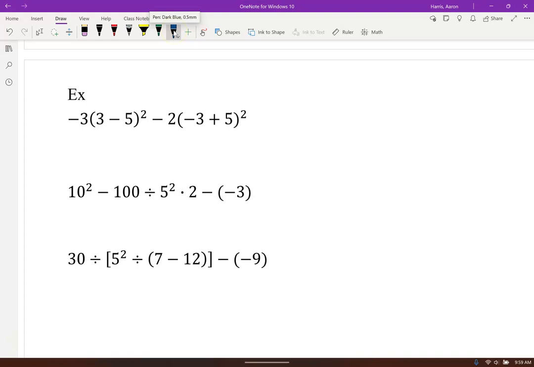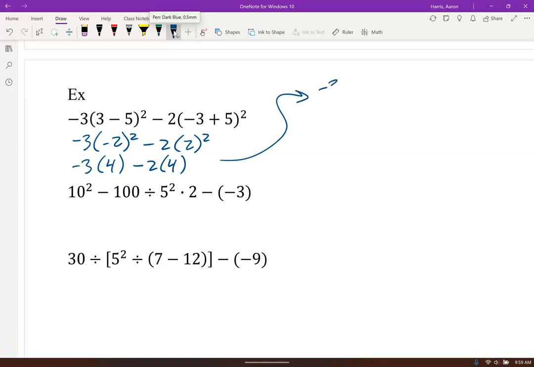All right, the first one, you want to go ahead and take a look at those parentheses first. So 3 minus 5, negative 2, plus 5. Now I'm going to do the exponents. Negative 2 squared, negative 2 times negative 2 is positive 4. 2 squared is a positive 4. So now I got negative 3 times 4, negative 12, minus 2 times 4, 8. Negative 12 minus 8, negative 20 on that one.